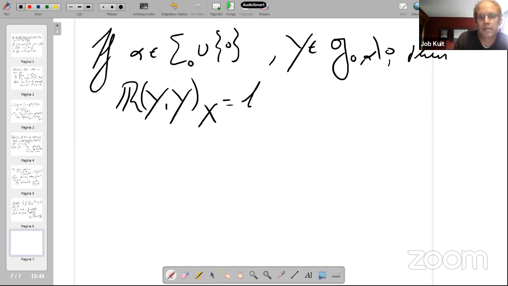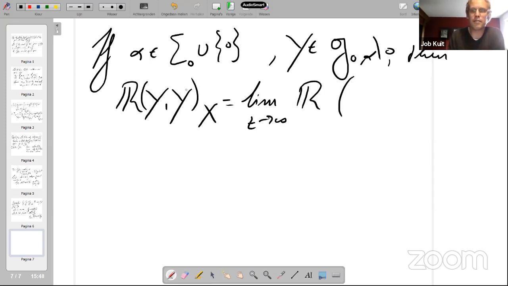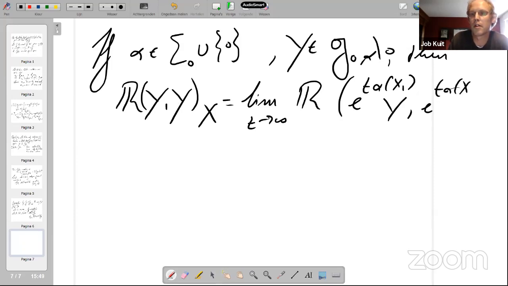So what do I get? If I compute what this line actually is, if I apply to y comma y the adjoint representation, then x1 acts with the eigenvalue alpha of x1 on the first component, and x2 acts with the eigenvalue alpha of x2 on the second component.